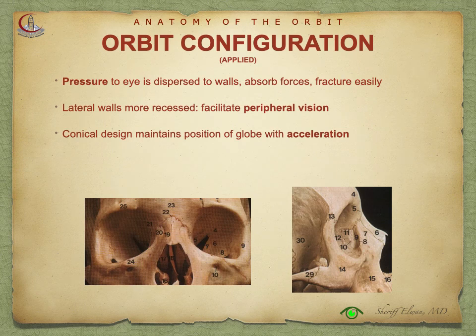Now, from the applied anatomy point of view, pressure to the eye is dispersed to the 4 walls, and this leads to absorption of forces and protection of the globe. However, some of the walls, especially the medial wall, as we'll see later on, may fracture easily. The lateral wall, as I said, is more recessed backwards, and this facilitates peripheral vision, gives access surgically. And the conical design in itself maintains position of the globe without mobility in a case of acceleration.